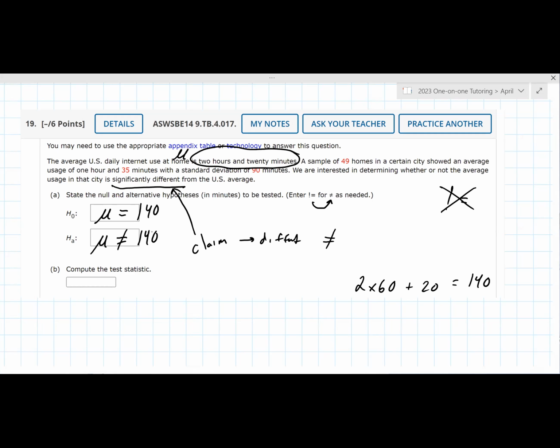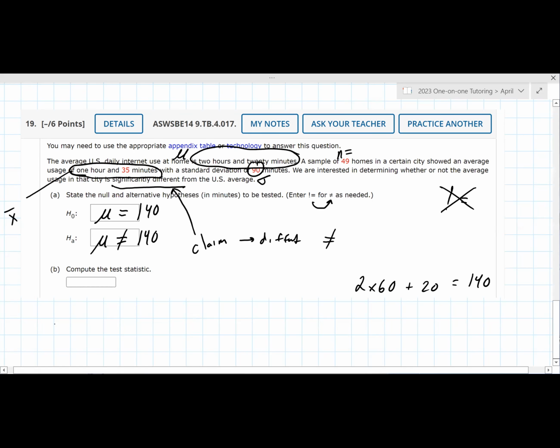Okay. Yep. The rest of this is a sample of, that's n, showed an average of 1 hour and 35 minutes. Okay, so that's your X bar. X bar is your sample mean. That has to be converted to just minutes. We'll do that in a moment. Standard deviation sigma of 90.